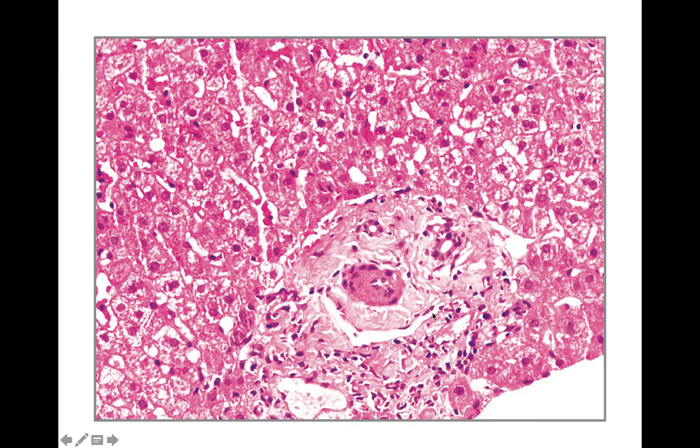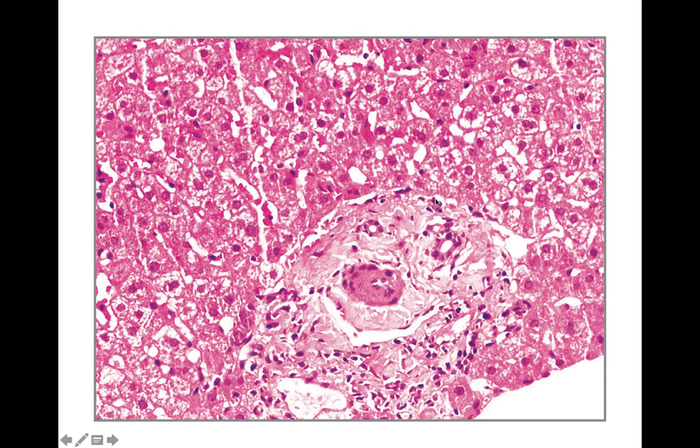Normal portal tract inflammation is very minimal to scant, so you will just have a sprinkling of lymphocytes, but not more than that. So a normal portal tract is relatively bland with a good amount of connective tissue, bile duct, hepatic artery, and portal vein. That is what we call the triad of the portal tract.